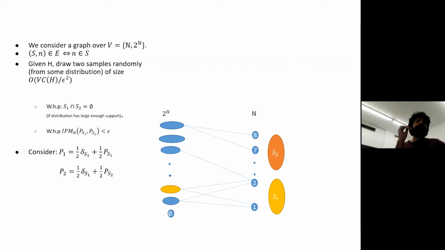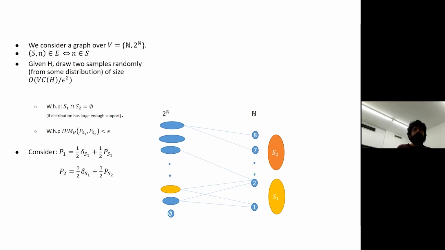I'm going to use just finite subsets. Okay, so everything is finite. The graph is infinite, but each subset is a finite subset. And what we're going to do is draw an edge between a subset and a point if the point belongs to the subset. Okay, so this is the graph.